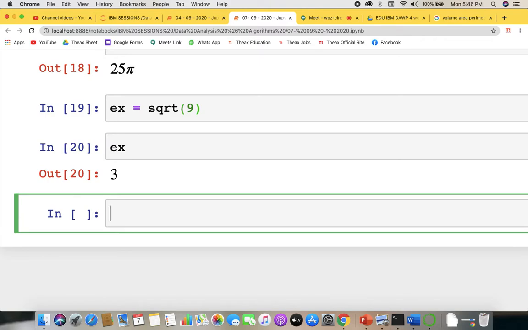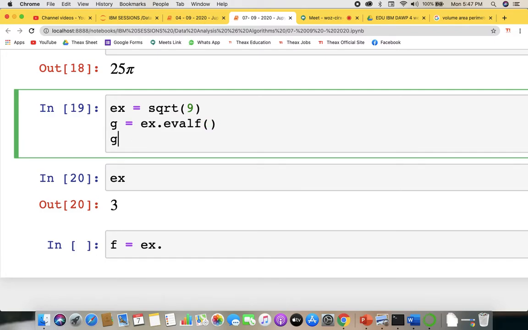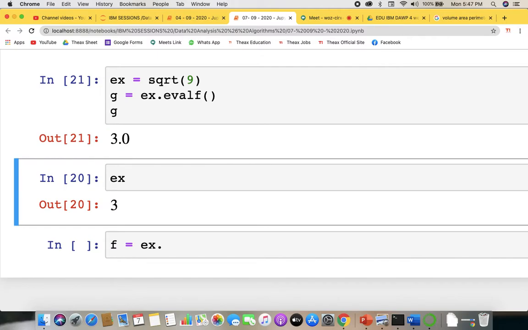Let's say this is f, and g equals ex dot eval. If you just print g, it will be a value, basically a mathematical expression, just an evaluation method. We say simplify, we say evaluate, so that evaluates the function, that's it.